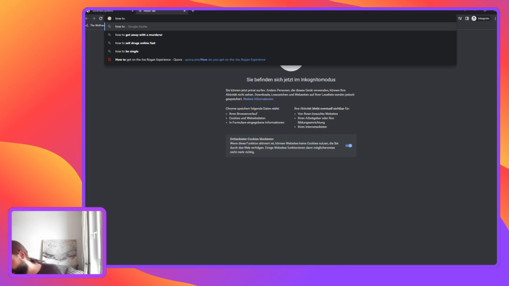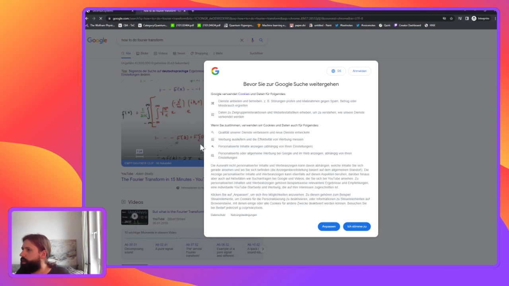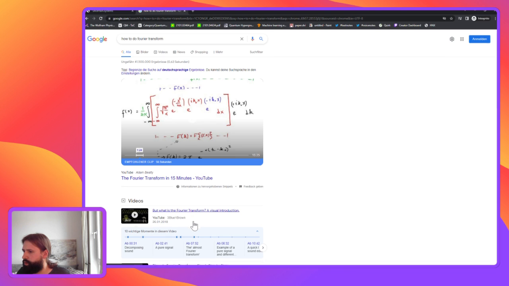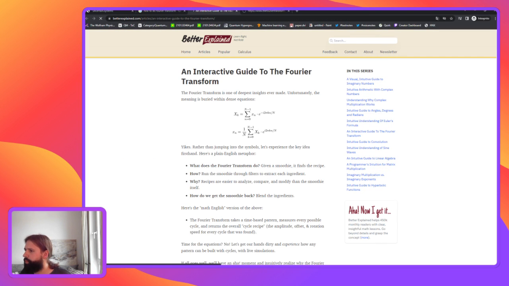So how to do QFT? No, not QFT. Fourier transform. Visual introduction. Better explain the Fourier transform.